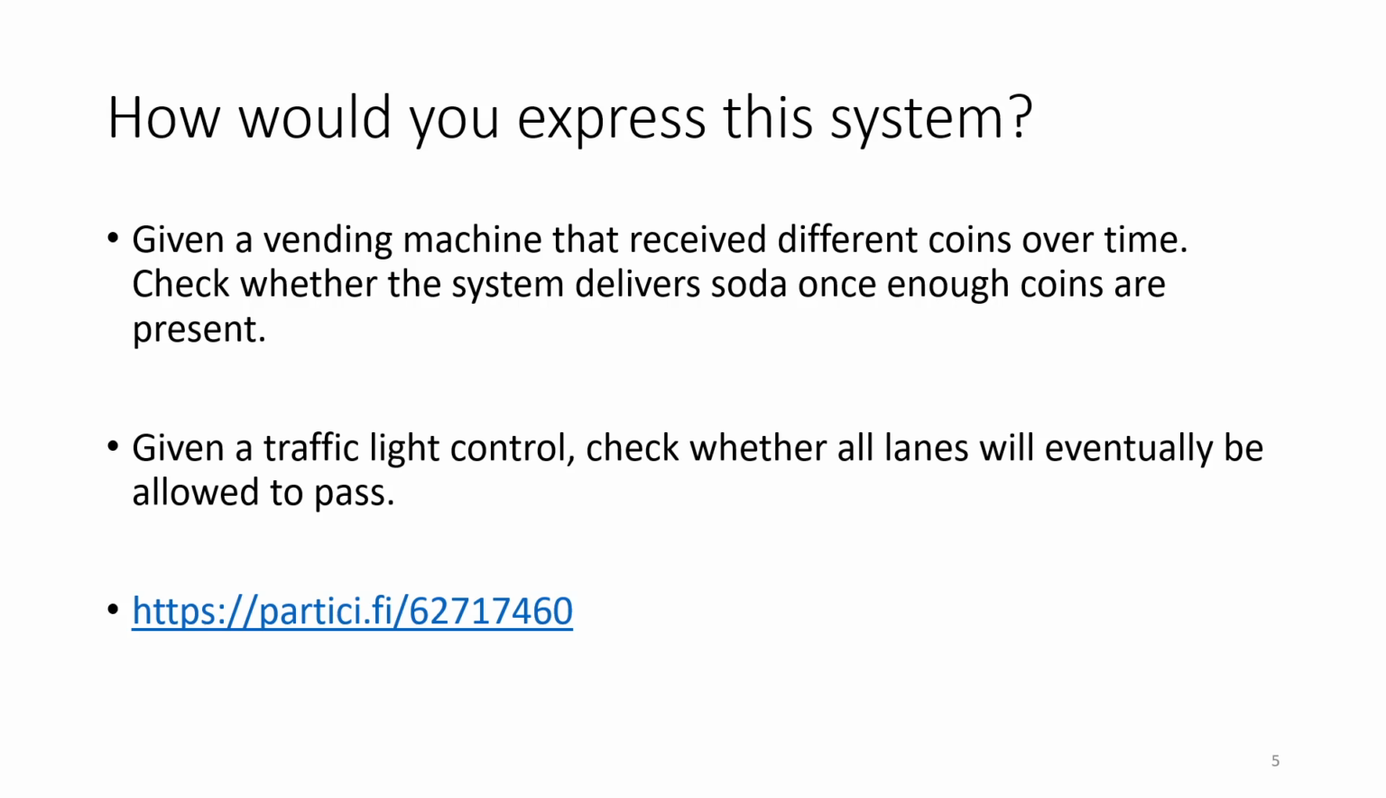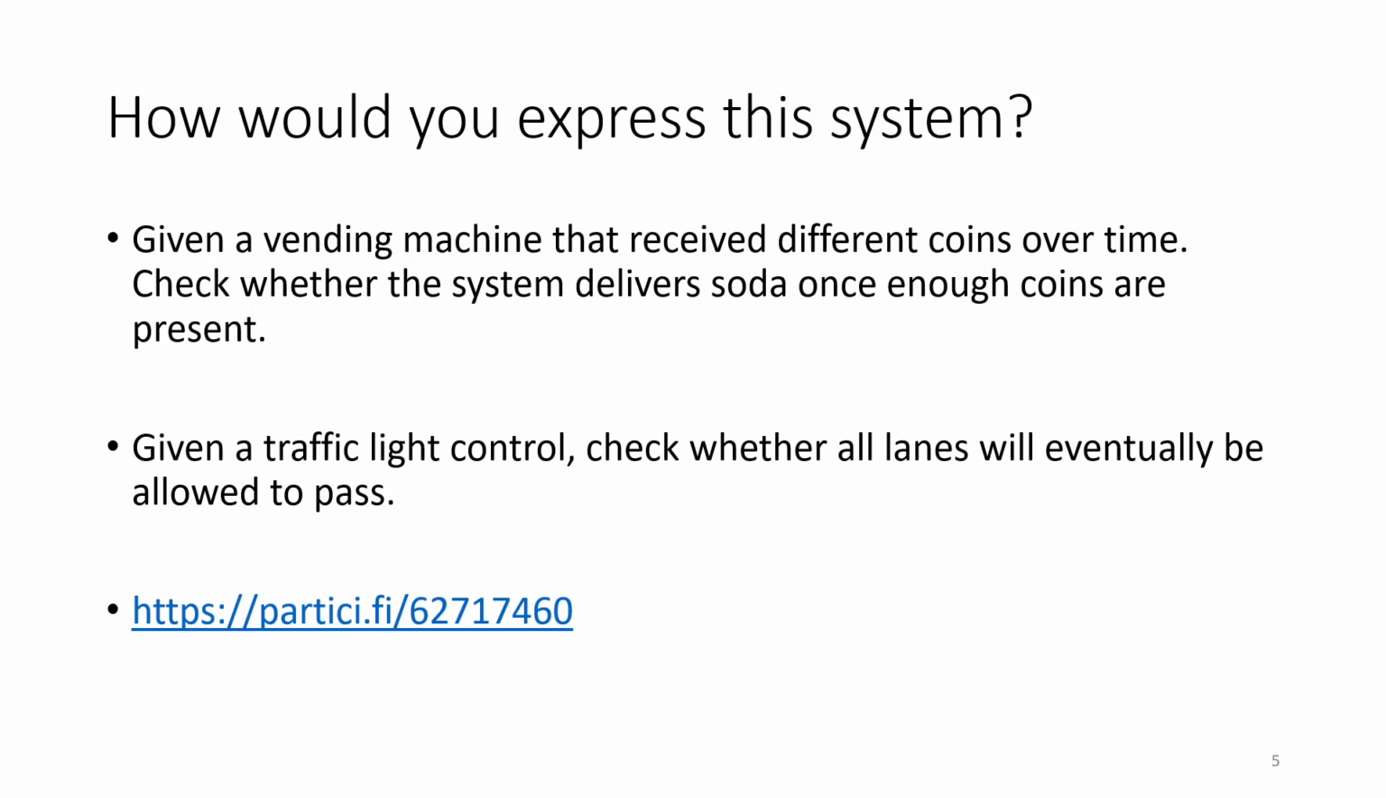And let's look at the other one as well. We have a traffic light control, and we want to check whether all the lanes will eventually be allowed to pass. Let's say it's a crossroad, and there can be cars coming from different sides, and we want to check that no car has to wait forever. So at some point in time, the car will be allowed to pass. So how would we encode this?